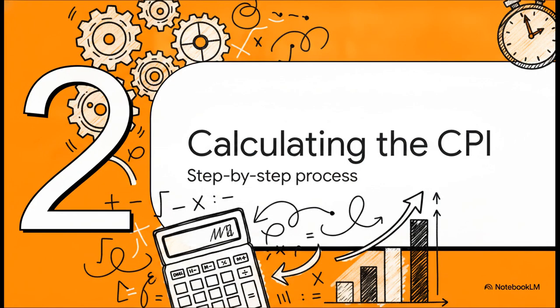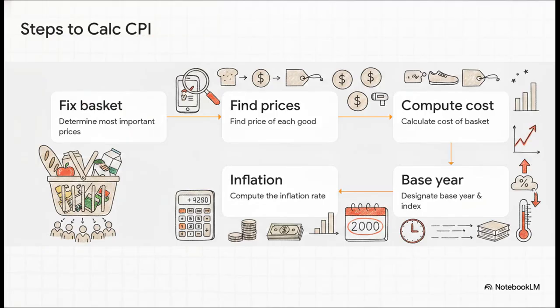Moving on to part two, let's see how the mechanics of this actually work. How does the Bureau of Labor Statistics actually pull this off? Well, they track thousands of goods using 5 distinct steps. First up, they fix the basket. They survey consumers to figure out what a typical shopper buys and weight the items by importance.